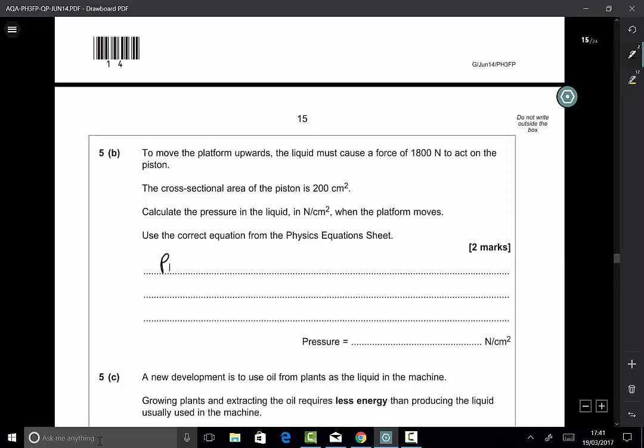So pressure is equal to force over area. So 1,800 divided by 200. It's the same as doing 18 divided by 2. Gives us 9 newtons per centimetre squared.